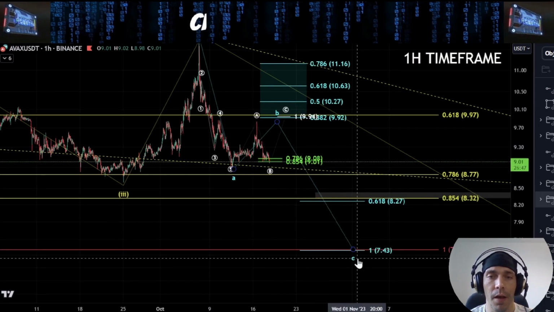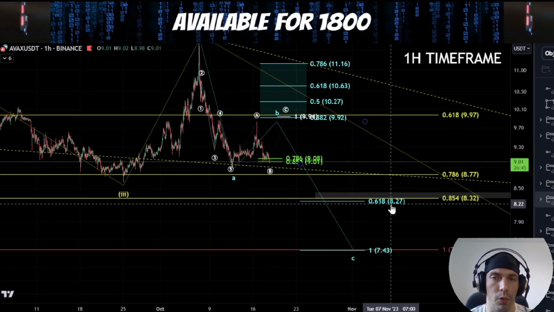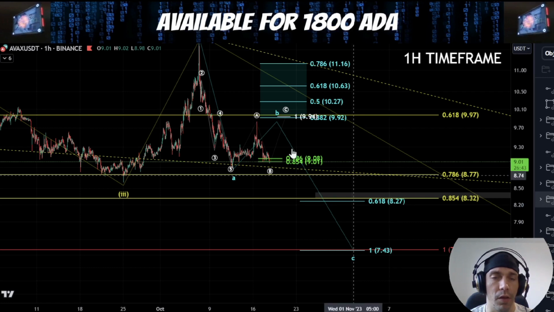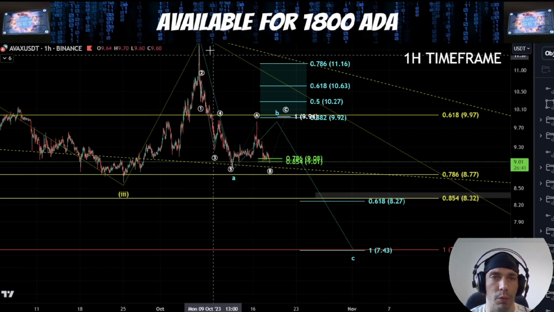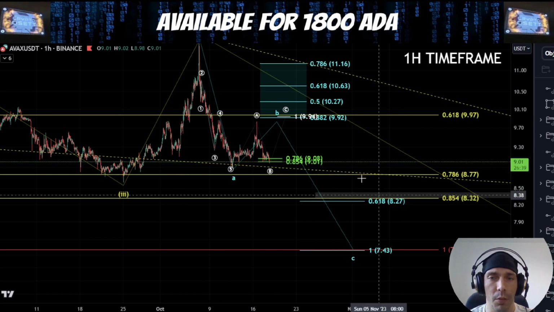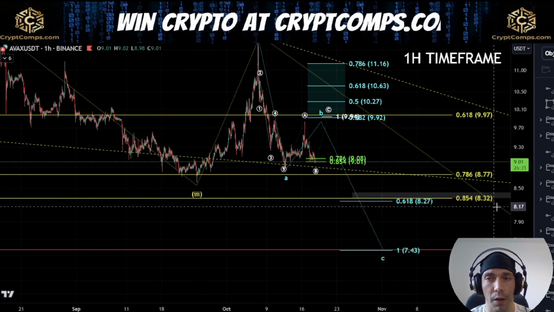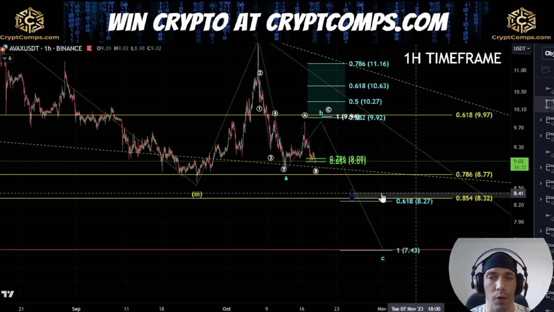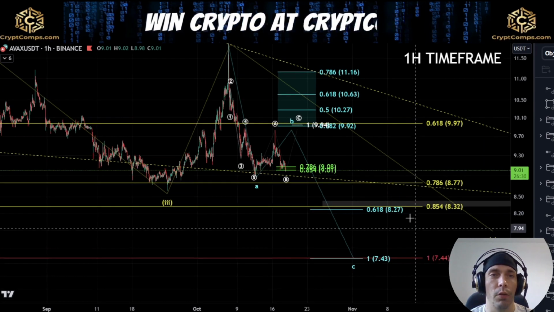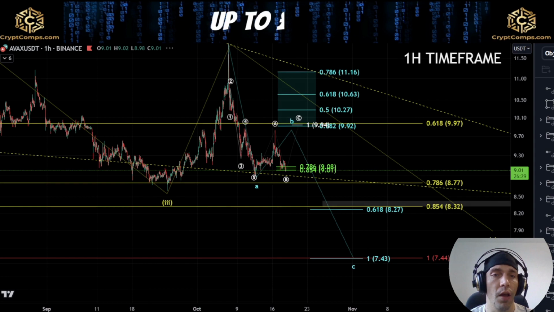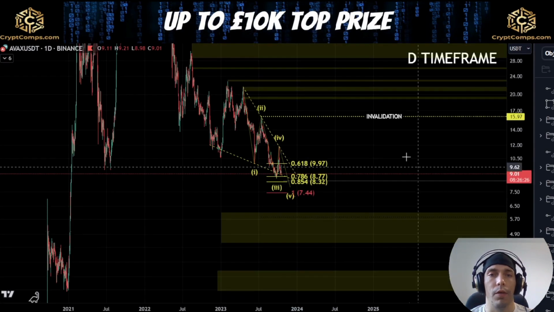where we could still see at least another leg down towards the zone of this 827, which would be that 0.618 of this first move. So I'm going to be keeping an eye on this zone. This would also align with coming down towards this 0.854 at this 832. So I'm going to be keeping an eye on those levels if we do continue to see the price looking to push down here, and we're looking at this as a diagonal.